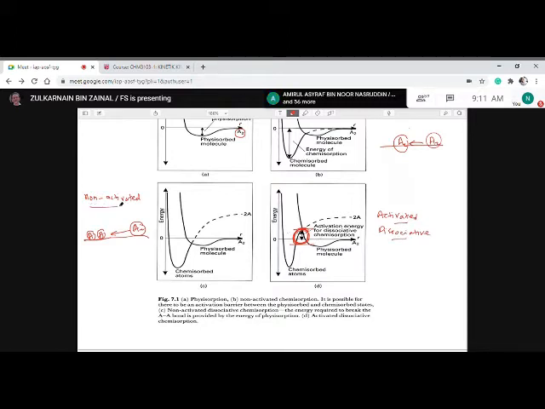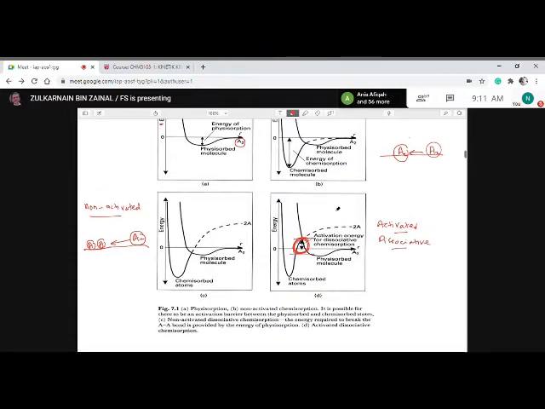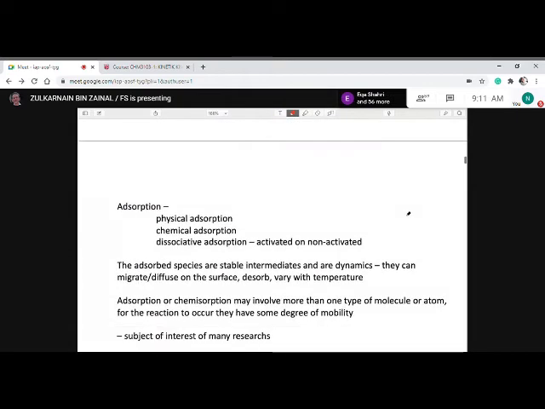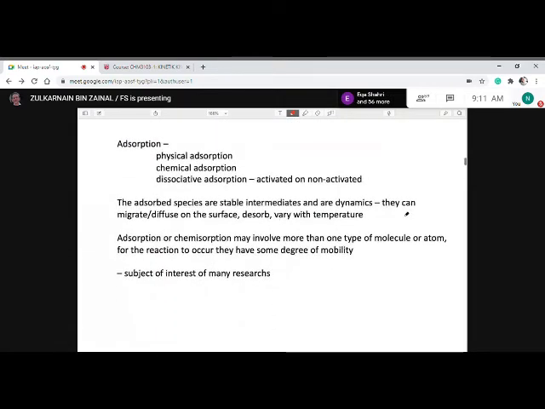Then you have non-activated dissociative adsorption, non-dissociative adsorption, and you have another one which is only physical adsorption, right? Okay, so let's just move on. All right, so physical adsorption, chemical adsorption, dissociative adsorption, whether it is activated or non-activated.